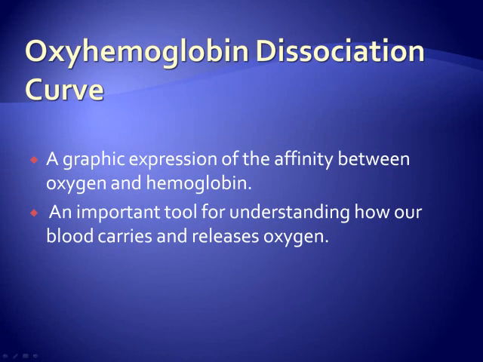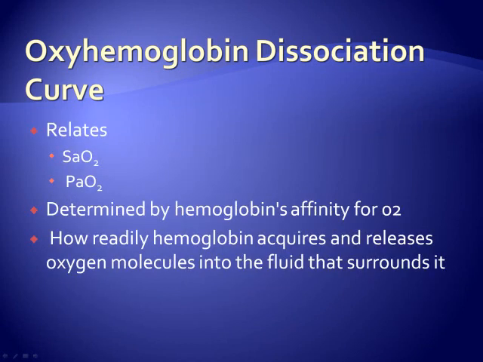The relationship between these two factors is what we call the oxyhemoglobin dissociation curve. The oxyhemoglobin dissociation curve is going to represent the relationship or the affinity of oxygen to hemoglobin. So then the oxyhemoglobin dissociation curve relates to our SaO2 and our PaO2, and what it's going to do is tell us how well our hemoglobin is going to bind up that oxygen. And there are some things that are going to interfere with or have an effect on how well oxygen binds to hemoglobin.